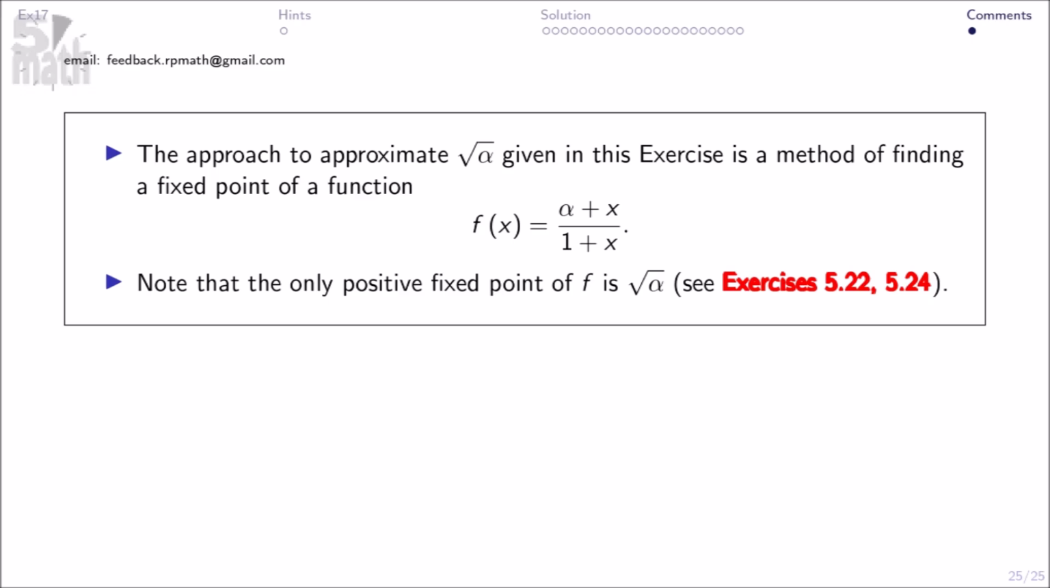The approach to approximate square root alpha given in this exercise is the method of finding a fixed point of a function f. Note that the only positive fixed point of f is square root alpha. See exercises 522, 524.